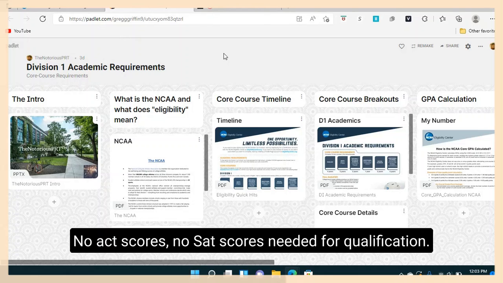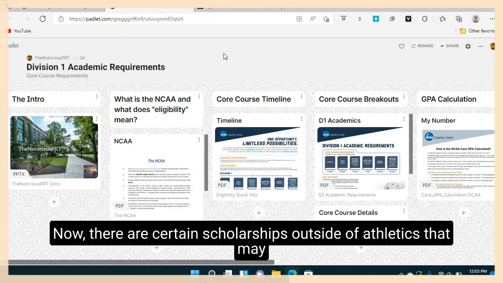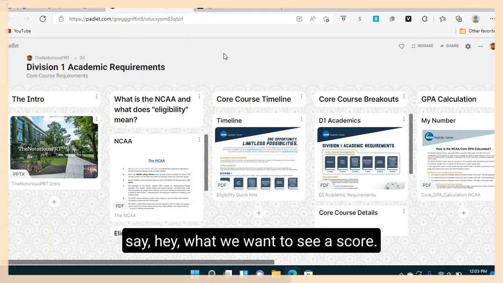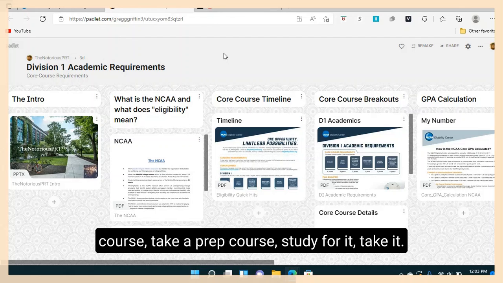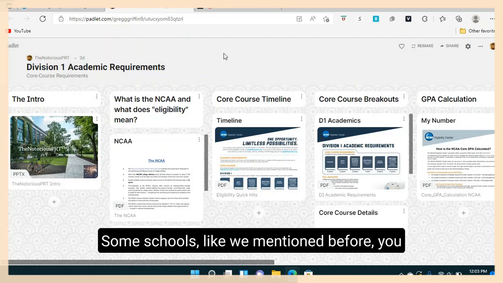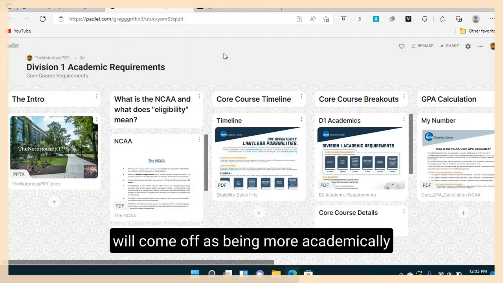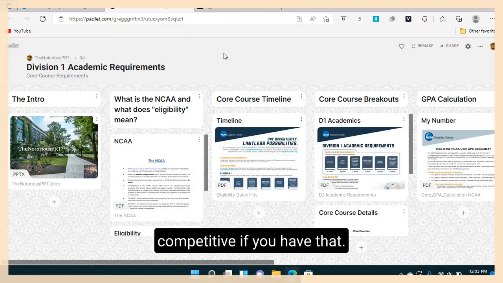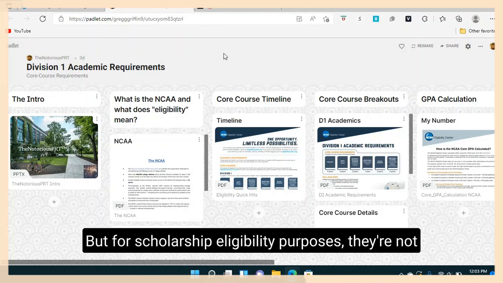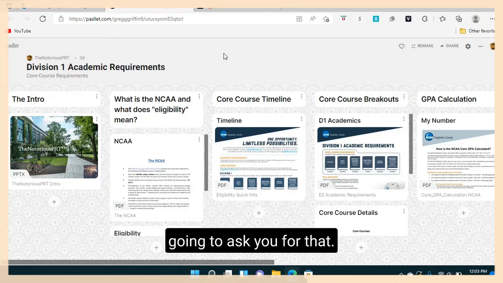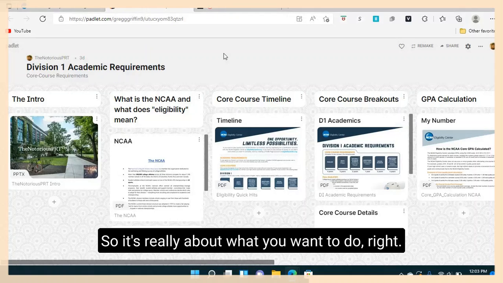No ACT scores, no SAT scores needed for qualification. Now, there are certain scholarships outside of athletics that may say, hey, we want to see a score. So it depends on what you're doing. And if you want to take that, you still can take that course. Take a prep course, study for it, take it. Some schools, like we mentioned before, you will come off as being more academically competitive if you have that. But that's a school decision and that's a personal decision. But for scholarship eligibility purposes, they're not going to ask you for that. So it's really about what you want to do, right?